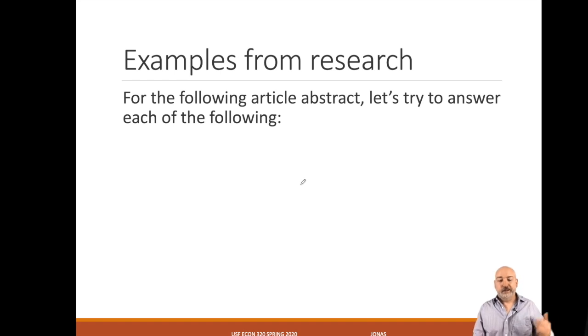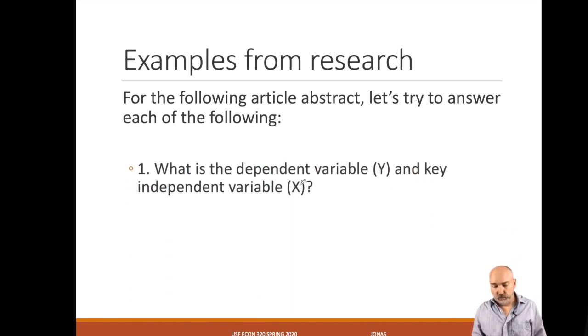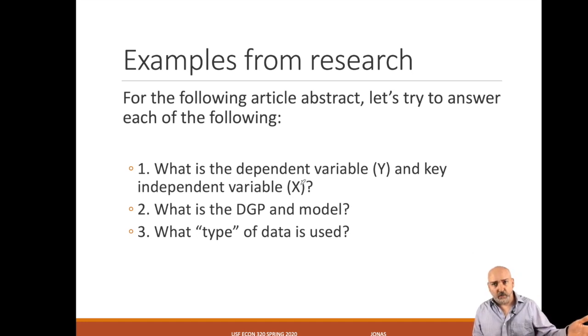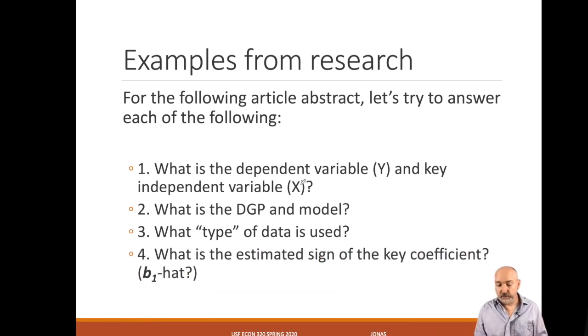So real quick, let's give this a shot in terms of thinking through some of these issues from an actual research article. So we'll take a look at the abstract, the little summary of a research project, and we'll try to answer some of our basic questions. What is the Y variable? What is the X variable that they're focused on? What is the data generation process? What is the econometric model that they're operating with? And then talk about the type of data, and that goes into data source, dimensionality, aggregation, qualitative versus quantitative.